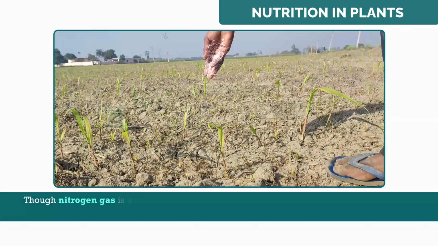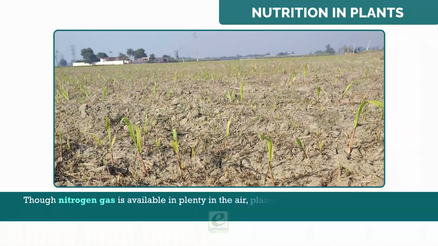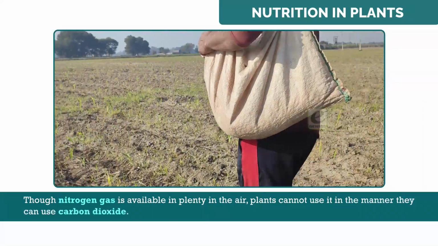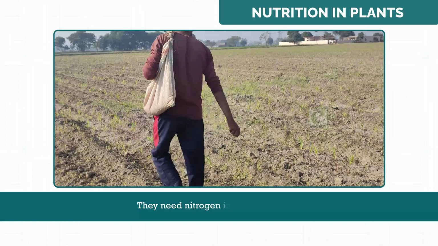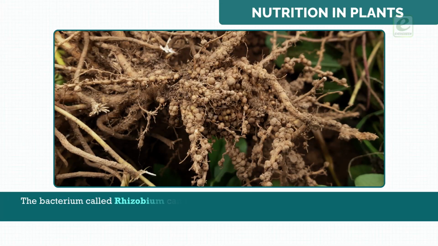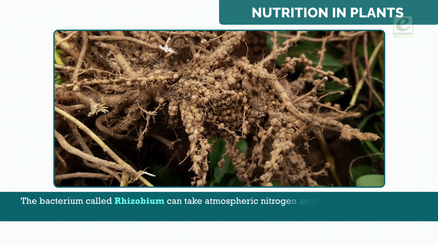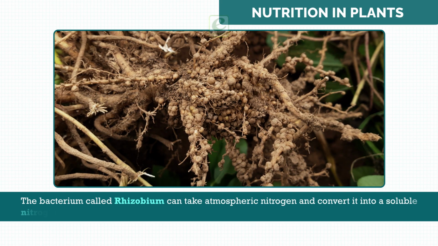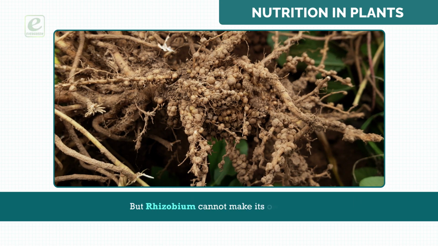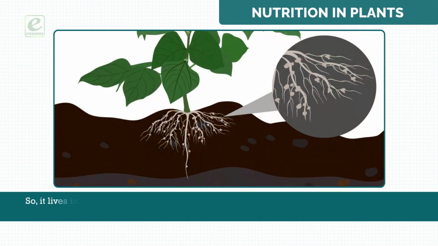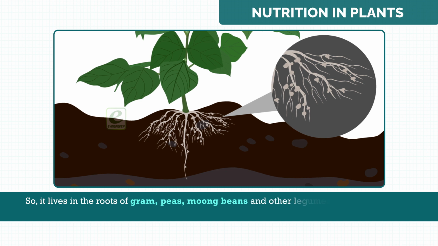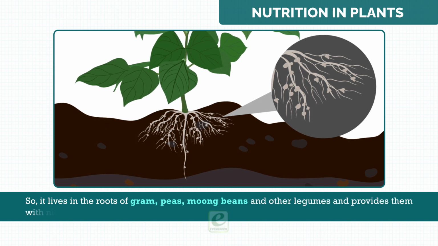Though nitrogen gas is available in plenty in the air, plants cannot use it in the manner they can use carbon dioxide. They need nitrogen in a soluble form. The bacterium called rhizobium can take atmospheric nitrogen and convert it into soluble nitrogenous compounds. But rhizobium cannot make its own food. So it lives in the roots of gram, peas, mung beans, and other legumes and provides them with nitrogen.